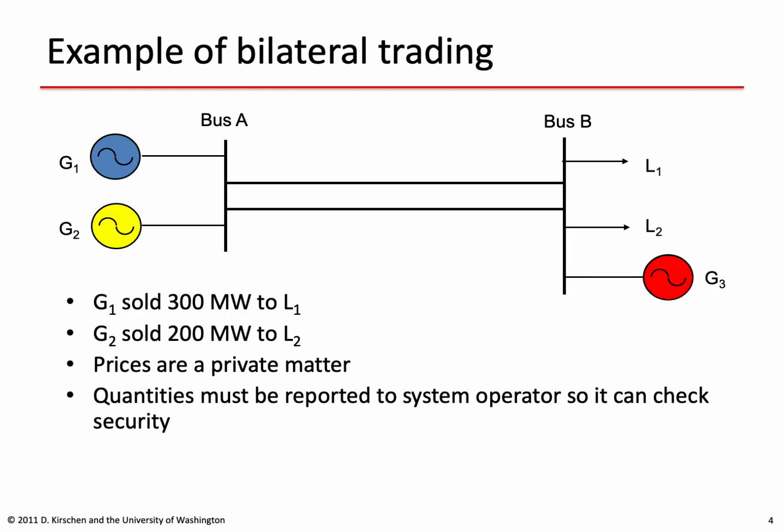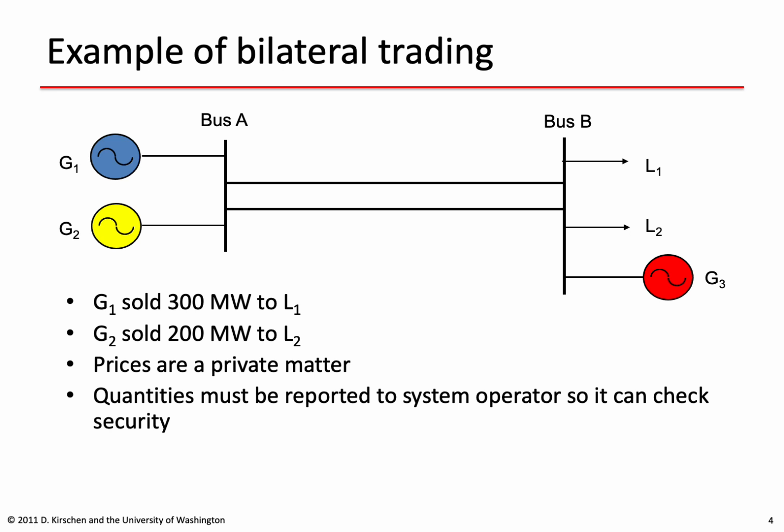Let's explore on a very simple example system how bilateral trading might operate. Let's suppose that generator G1 connected to bus A has sold 300 megawatts to load L1 connected to bus B, and that generator G2 has sold 200 megawatts to load L2, which is also connected at bus B. And we have two lines connecting bus A and bus B.